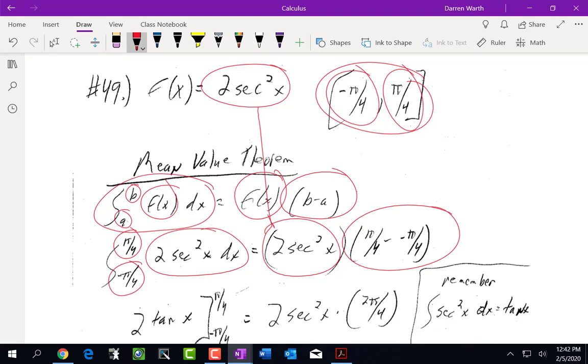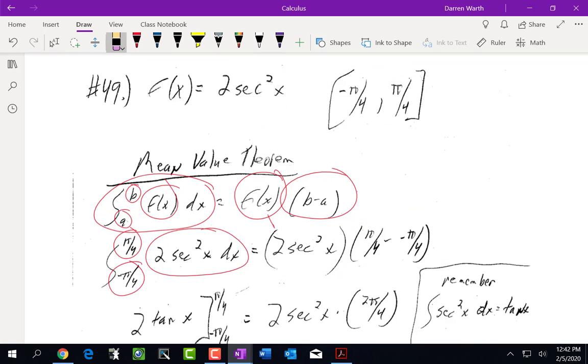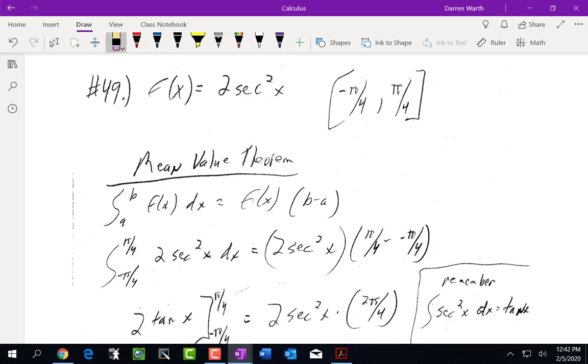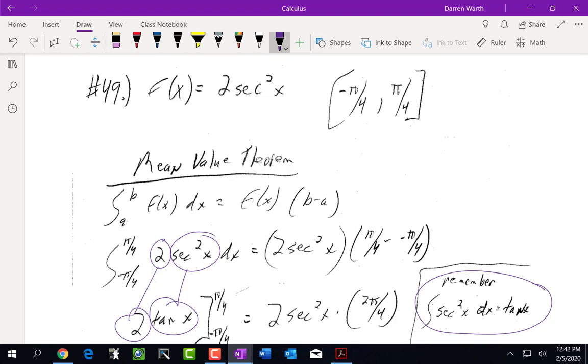So now it's just a matter of solving. I have to remember, and make sure I have this memorized, so I put a little note to the side: the integral of secant squared of x dx is equal to tangent of x. The 2 is a constant, so I hold it constant, and the integral of secant squared of x is tangent of x, evaluated from negative pi over 4 to pi over 4. Then pi over 4 minus negative pi over 4 makes a plus sign, so pi plus pi is 2 pi, keeping the same denominator of 4.